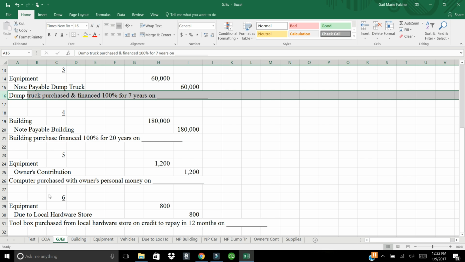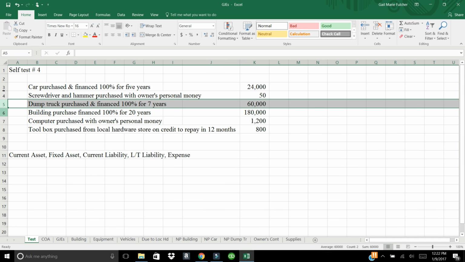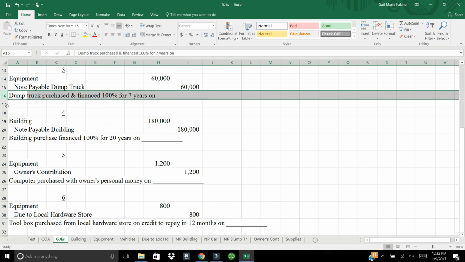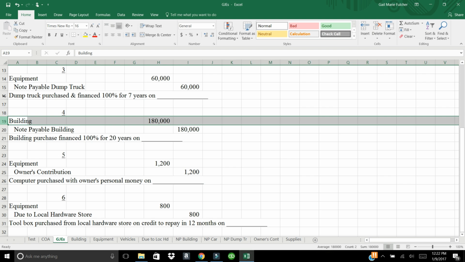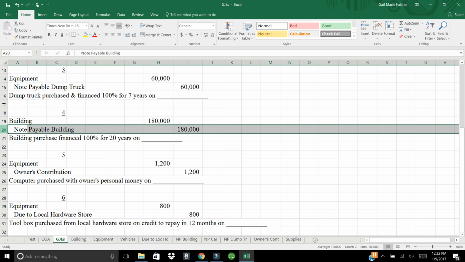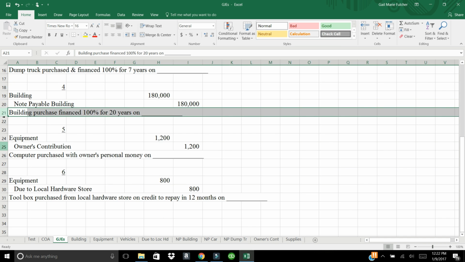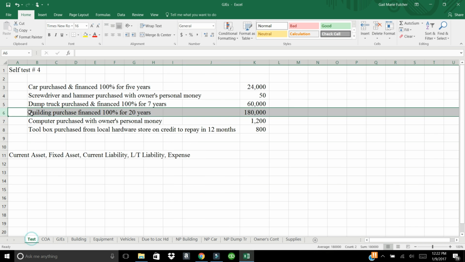All right, then let's go to number 4. Building purchase financed 100% for 20 years. It's going to be the same as the others. We have our building account, receives a debit of $180,000 because it's in the assets section. Notes payable building is $180,000 credit because it's in the liability section of the balance sheet. There's the description. Perfect. So now let's move on to number 5.